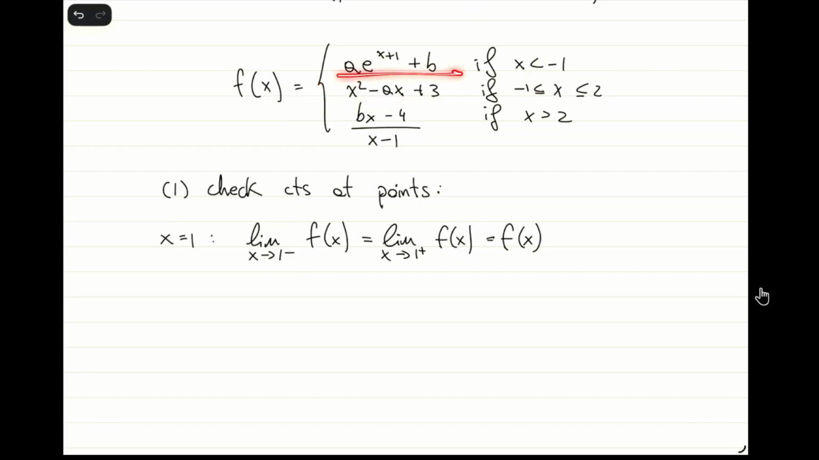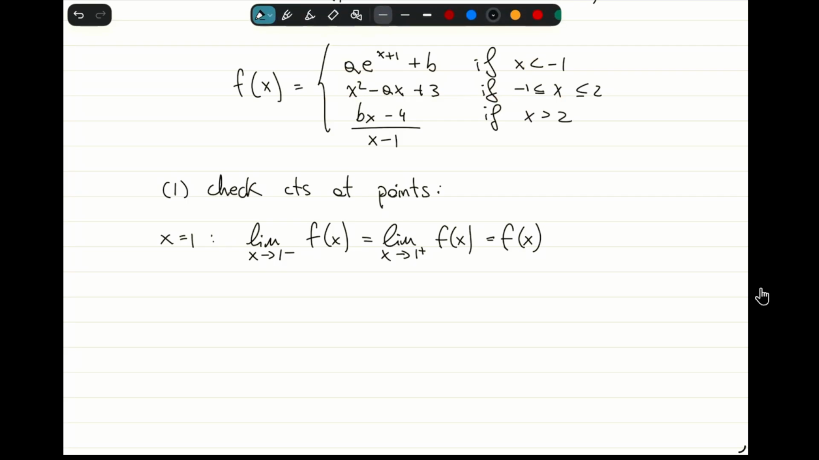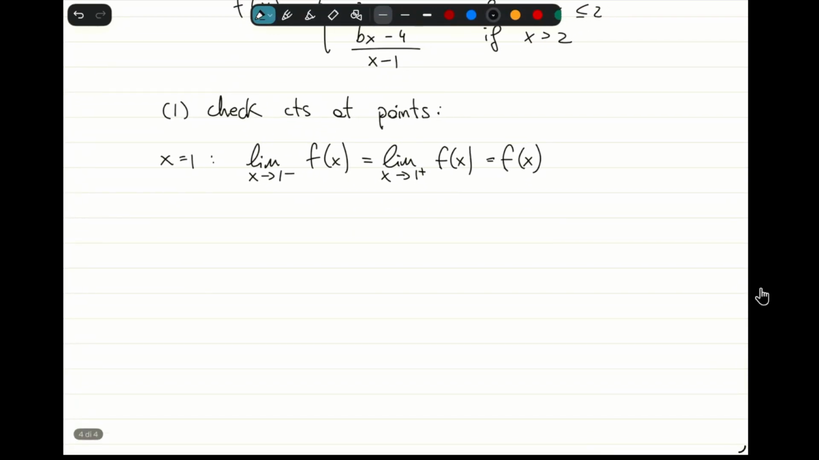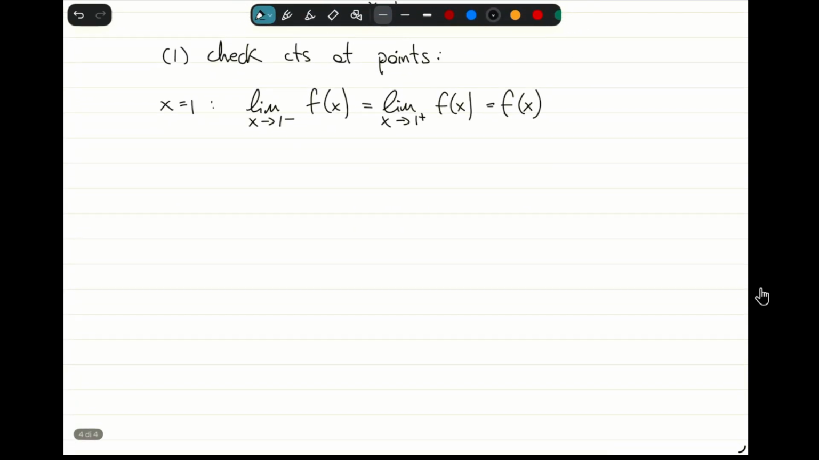So we're going to evaluate the limit as x approaches -1 from the left, because we know this is defined when x is smaller than -1, and we're going to check the limit as x approaches -1 from the right of this function, because we know x is greater or equal to -1, and then we're going to equal them to each other and find the coefficients.